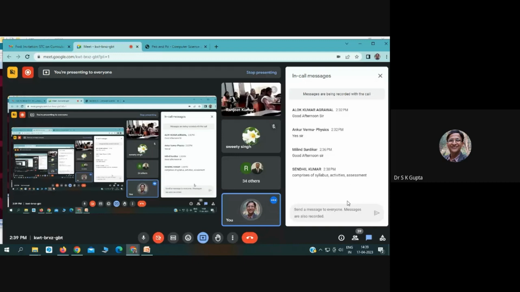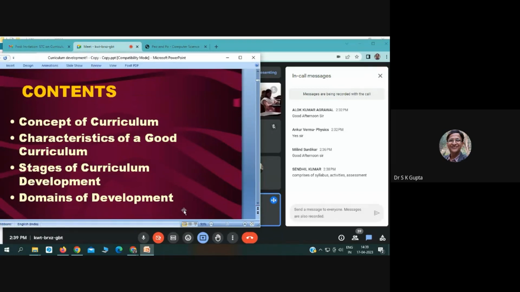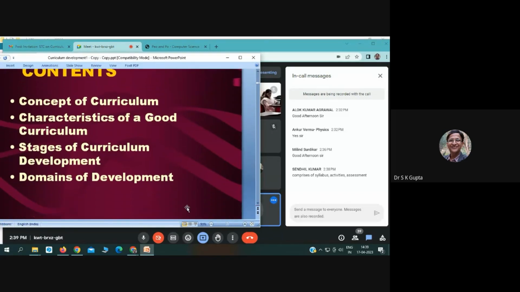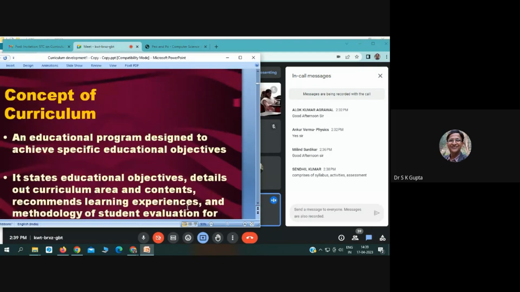And some of my friends have said that it comprises syllabus, activities, assessment. That is curriculum. So, my dear friends, you have rightly said that curriculum is a broad term. So, curriculum is an educational program designed to achieve specific educational objectives.